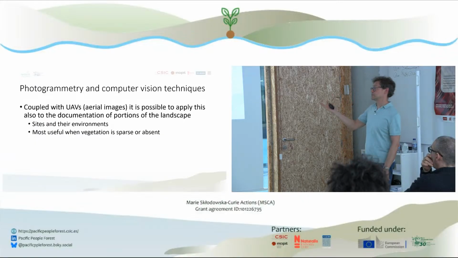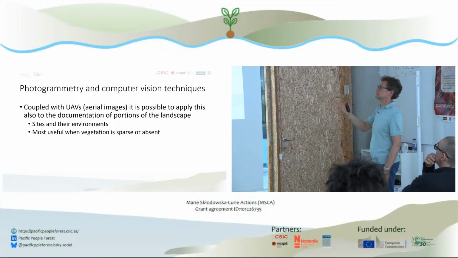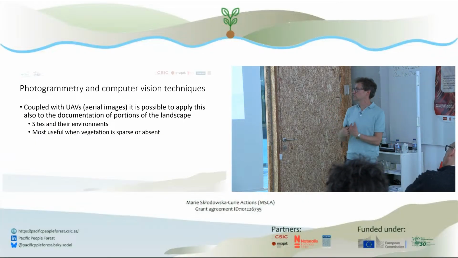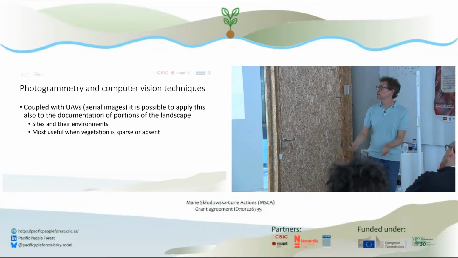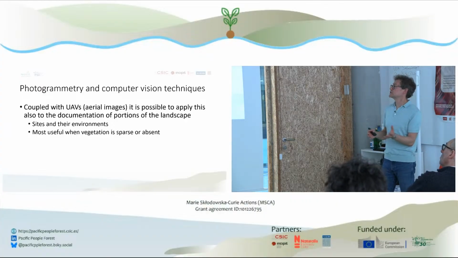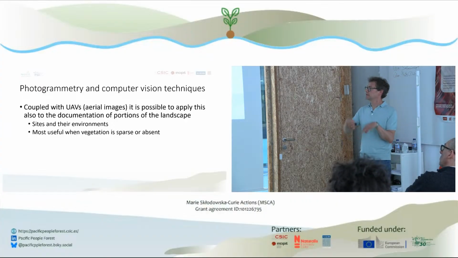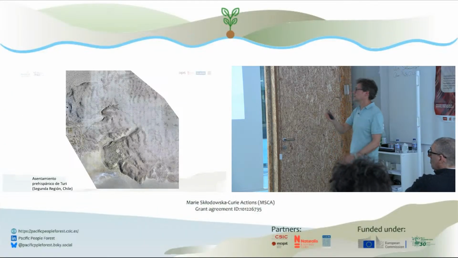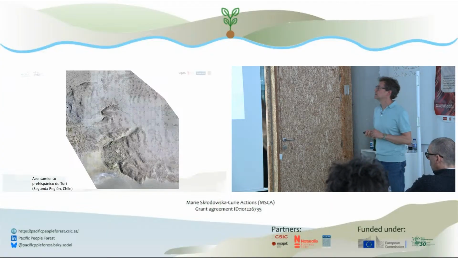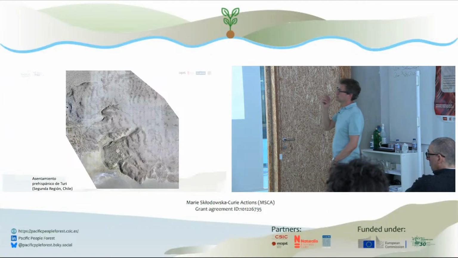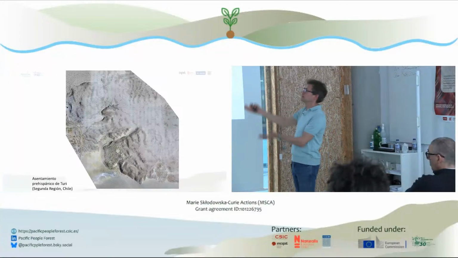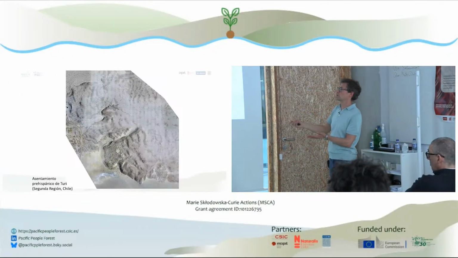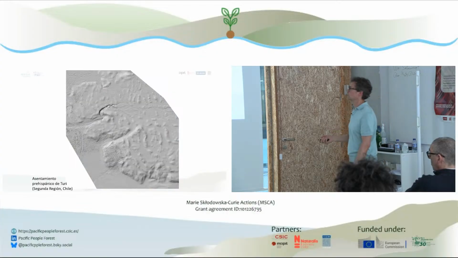In archaeology, it's much more useful when vegetation is sparse or absent, because you can see the material remains there. But you can also use this, for instance, to recreate the 3D shape of the canopy of a forest, if you are interested in that. This is an example that we did in the same area as the sample I showed you before, in northern Chile. This is an ideal area for doing this for archaeological purposes, because there's almost no vegetation and everything is visible on the ground.